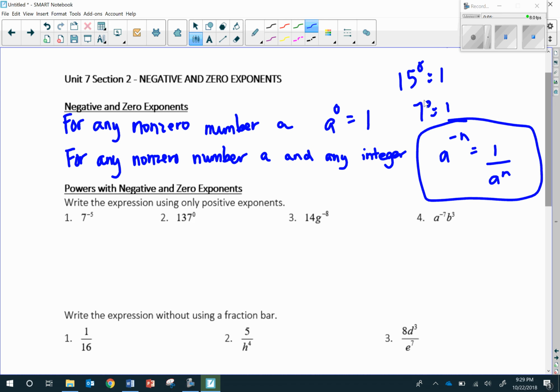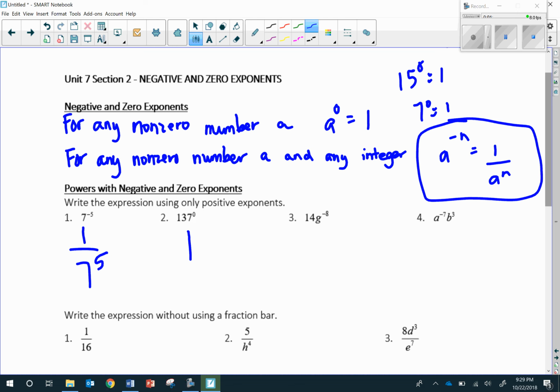So let's go ahead and do a few examples. So 7 raised to the power of negative 5 equals 1 over 7 raised to the 5th power. Number 2, we have 137 raised to the 0 power, and we know that any number raised to the 0 power simply equals 1.